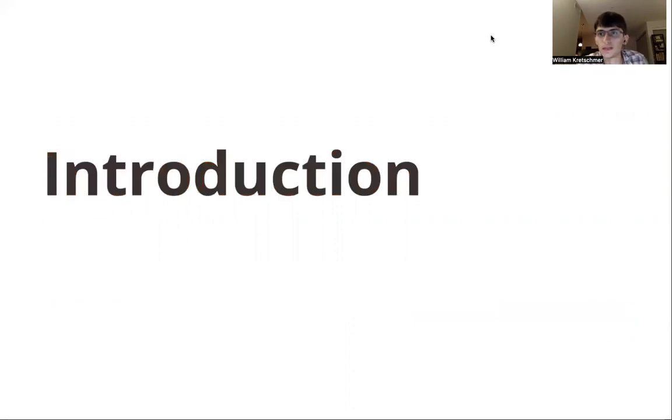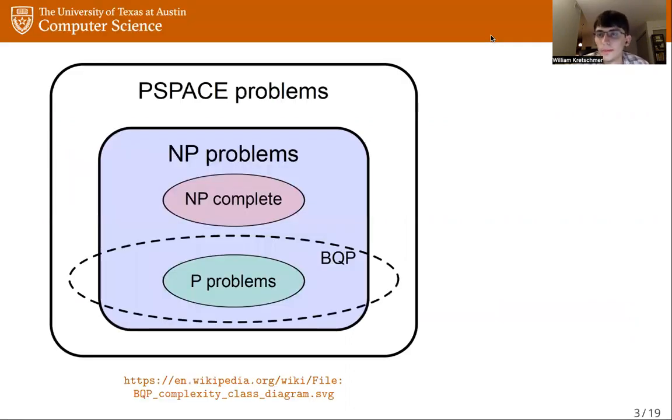So as you can probably guess from the title, this is going to be about quantum complexity theory. And in quantum complexity theory, arguably the single most important object of study is this complexity class called BQP, which stands for bounded error quantum polynomial time, and which roughly corresponds to the set of problems that we can efficiently solve using a quantum computer.